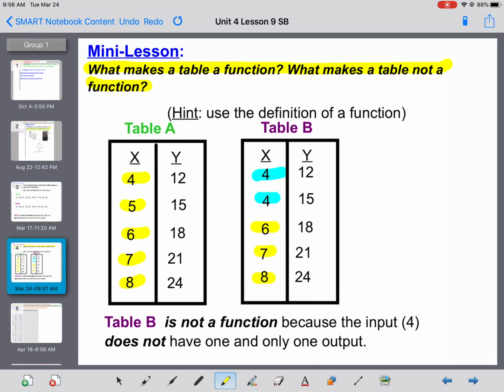Okay, this is how we would indicate a function by looking at tables. We look for repeated numbers, and if that number has more than one output. Now let's take a look at ordered pairs.